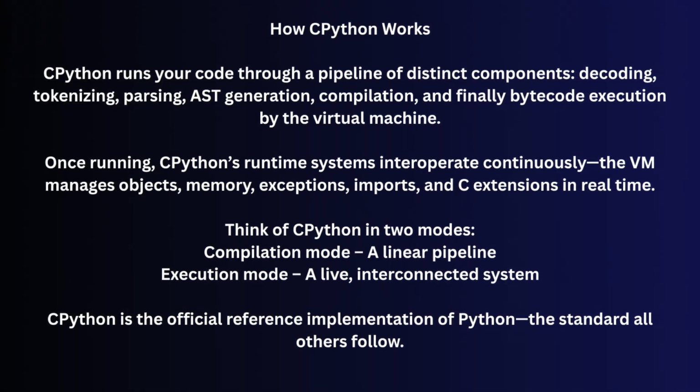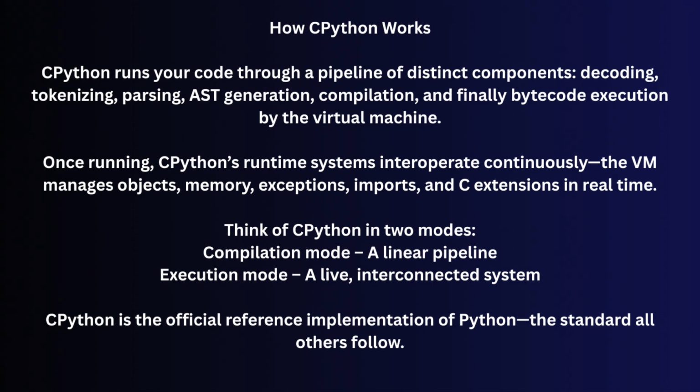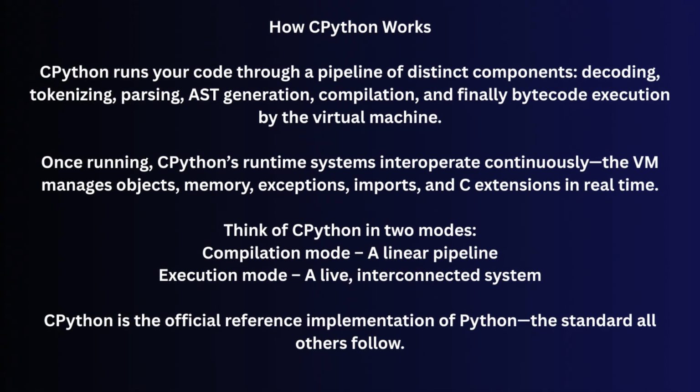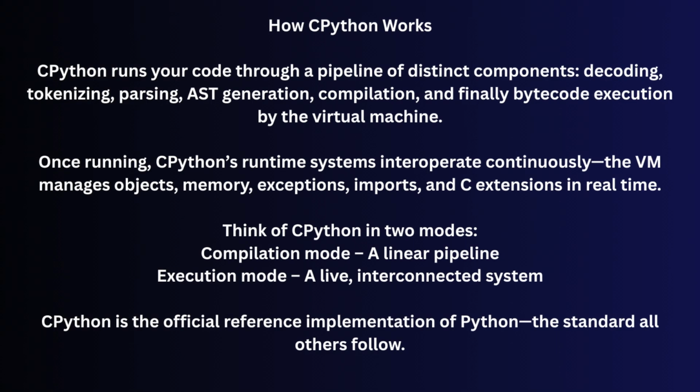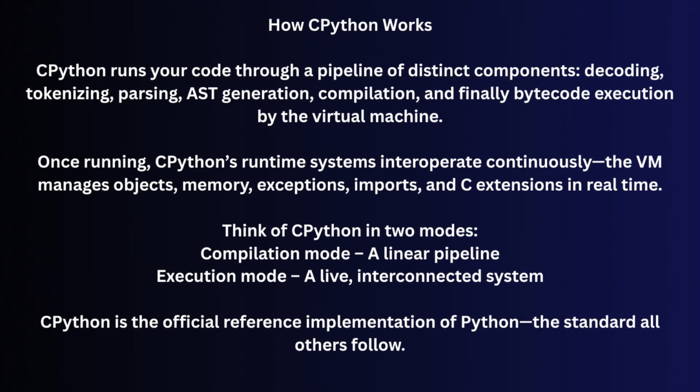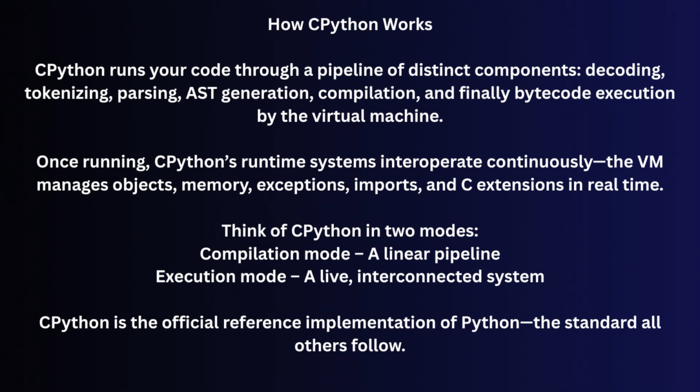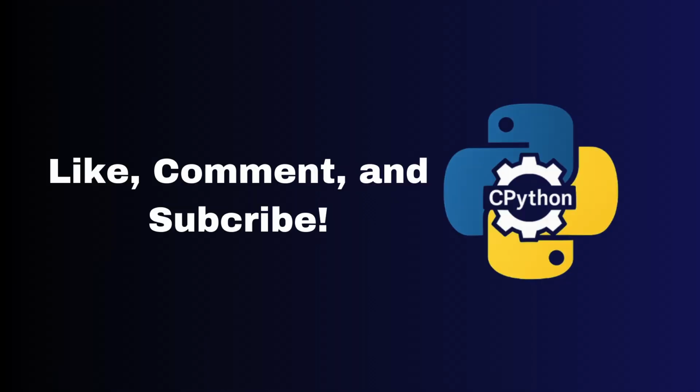CPython is also the reference implementation of Python. That means it's the official gold standard version of Python that all other Python interpreters are measured against, like PyPy, which uses just-in-time compilation, or Jython, which compiles to Java bytecode. When we talk about Python in the real world, we're almost always talking about CPython, unless you're doing something highly specialized.